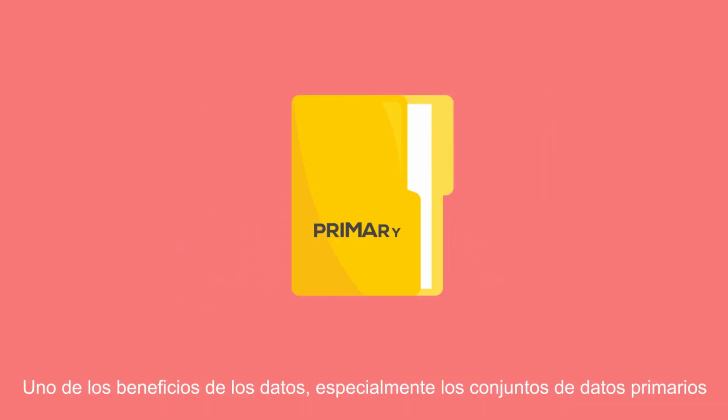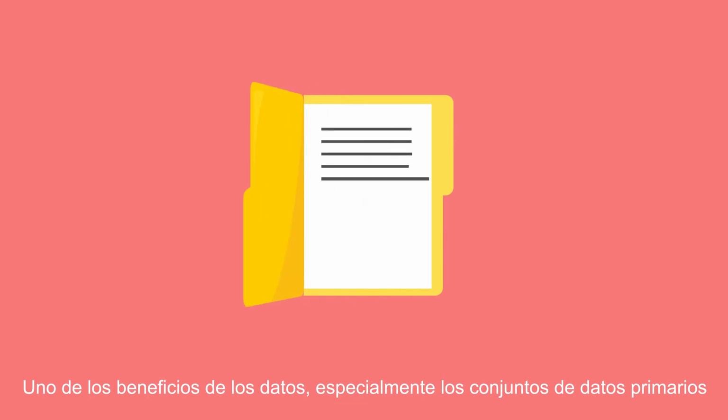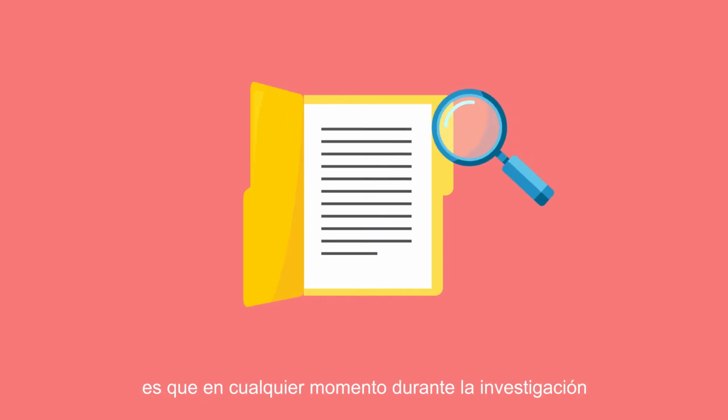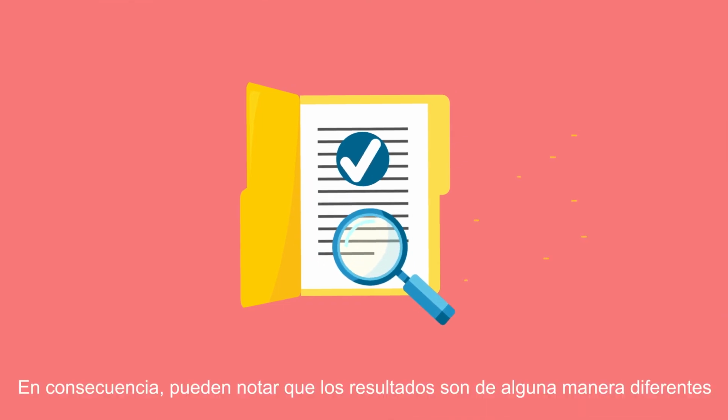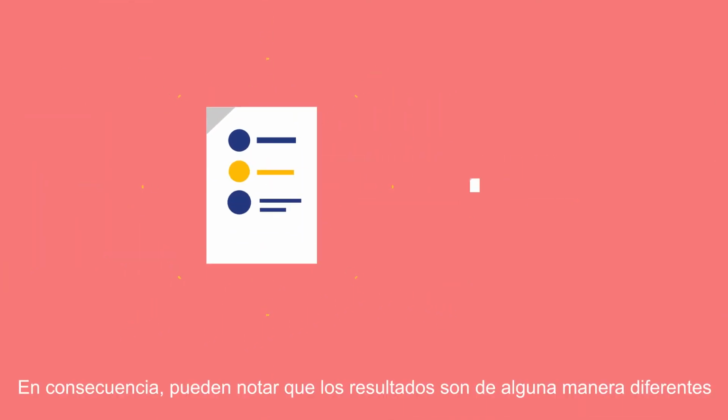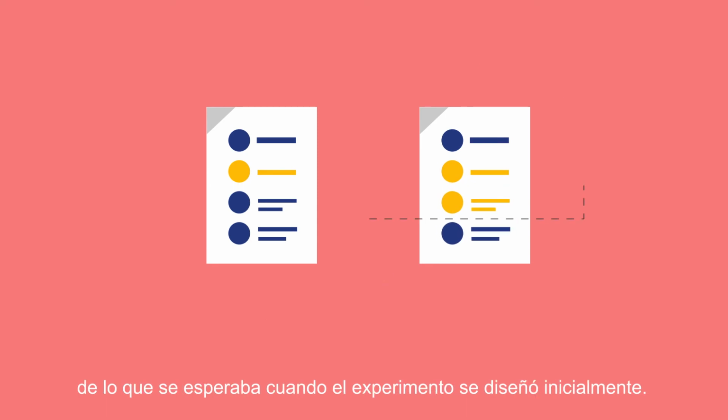One of the benefits of data, especially the primary data sets, is that at any point during the research, the investigators can test the information contained in the available data. They may consequently notice that the results are somehow different from what was expected when the experiment was initially designed.